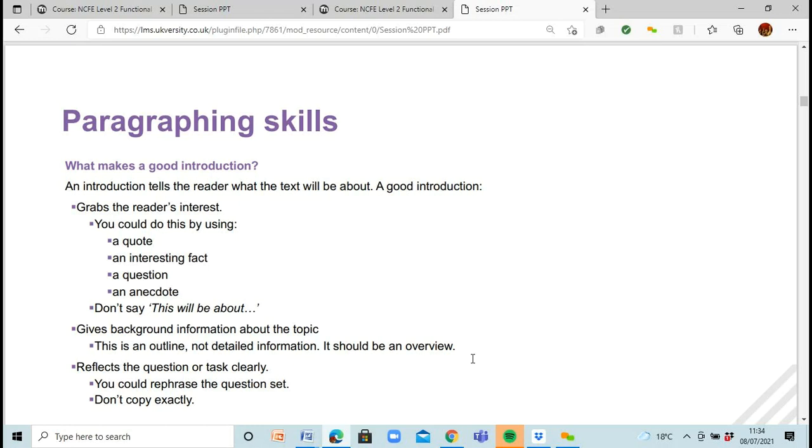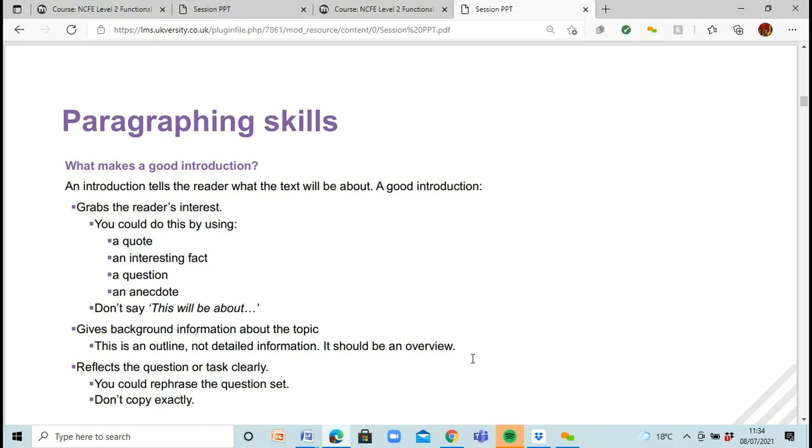So paragraphing skills. So what actually makes a good introduction? Now, the introduction is something that will make or break the interest of your reader. So sometimes I'll open a book or I'll start looking at a newspaper article and think, no, this is boring. I don't want to read this. It's going on and on. It's not got any interesting things in it.